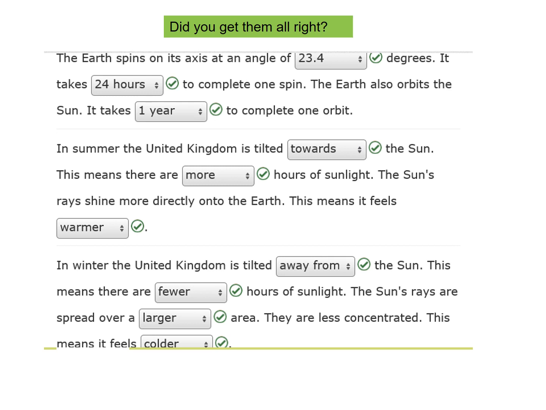In summer, the United Kingdom is tilted towards the Sun. This means that there are more hours of sunlight, as we're experiencing now, actually. The sun's rays shine more directly onto the Earth. This means it feels warmer. In winter, the UK is tilted away from the sun. This means there are fewer hours of sunlight. The sun's rays are spread over a larger area. They are less concentrated, and this makes it feel colder.